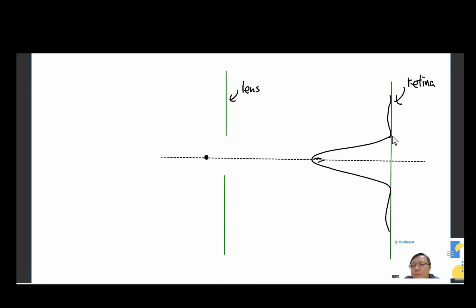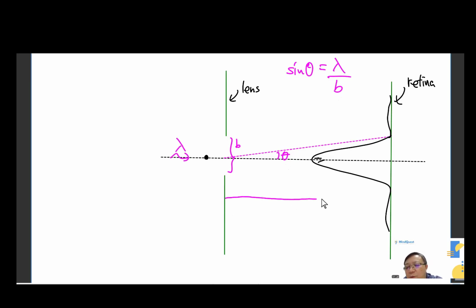When we draw, where's the angle? We always draw from here, and we call this angle theta. So we have this formula: sin theta equals lambda over b. This opening slit width is b, and lambda is the wavelength, okay? Now we also have another formula. From here to here, the distance is D, and this is y. We can use this triangle and get tan theta as y over D.